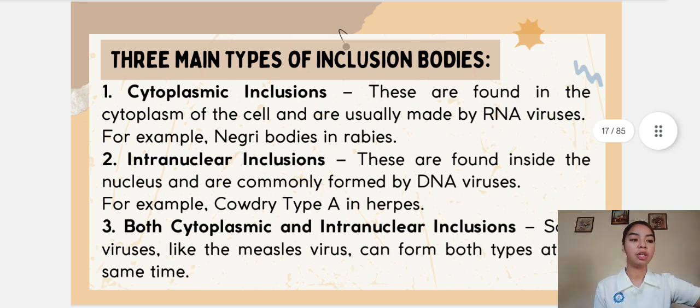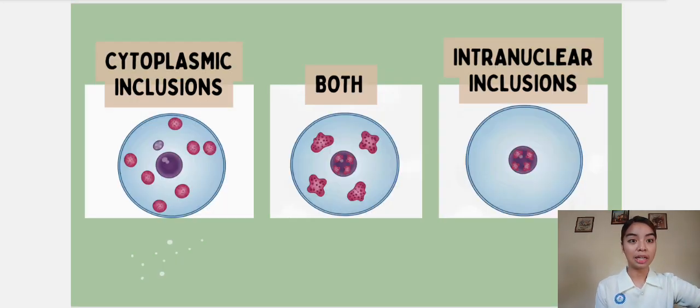So I will be showing you pictures for you to be able to illustrate it in your mind. On our first picture, we have the cytoplasmic inclusion. So we have here the cell, and as you know, our inclusion bodies are the pink ones, or our virus are the pink ones. The inclusion bodies are only in the cytoplasm, and on the other side we have the intranuclear inclusions.